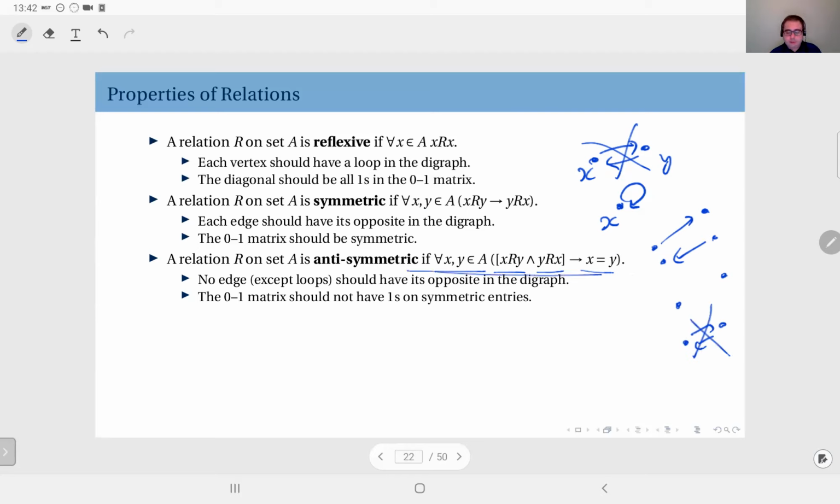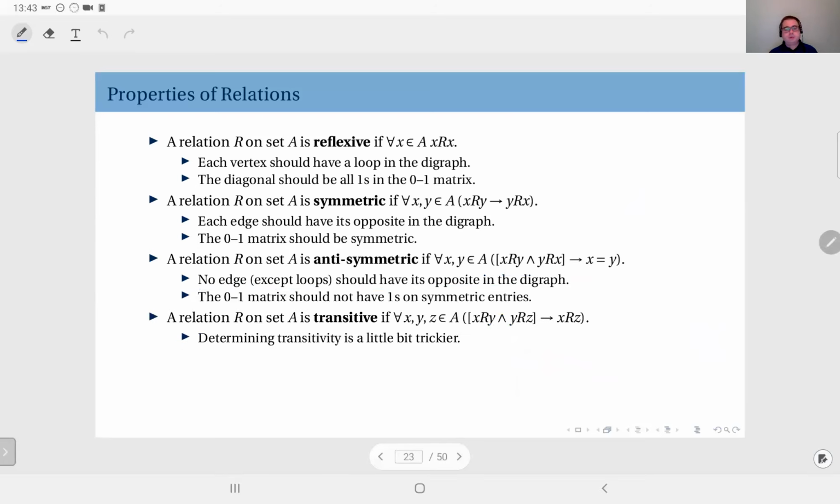This is the definition. And as I said, symmetry and anti-symmetry are not complete opposites. Now, how do you spot anti-symmetry? Of course, when you look at the digraph, no edge except loops should have its opposite in the digraph, like this one. And when you look at the 0-1 matrix, it's a square matrix. This is the main diagonal. You look at symmetric positions. You can have 0, 0. You can have 0, 1. You can have 1, 0. You cannot have 1, 1. If you have that at any position, then it's not anti-symmetric.